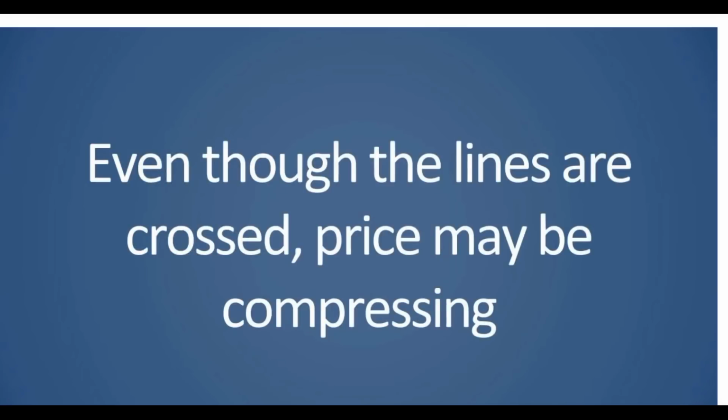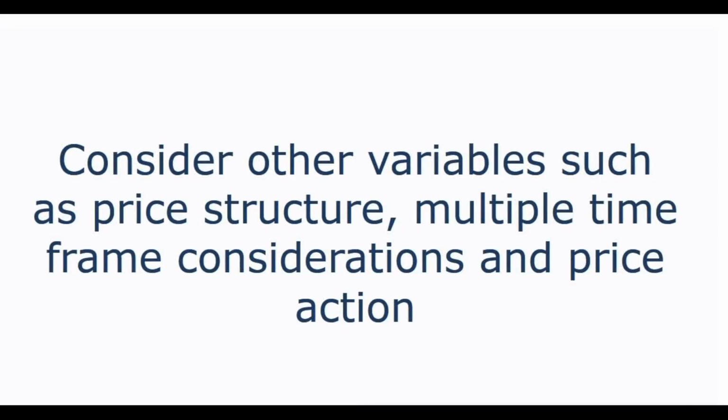And as mentioned, we're really looking at the rate of change of price. So even though the lines are crossed, price may be compressing. This is one reason that multiple time frame trading is suitable for this trading indicator. You simply look to short rallies during a MACD downtrend and buy pullbacks during an uptrend. And some traders will use the MACD signal line crossovers to buy or sell the market. You may want to consider other variables such as price structure, multiple time frame considerations, and price action in conjunction with trading a simple cross.